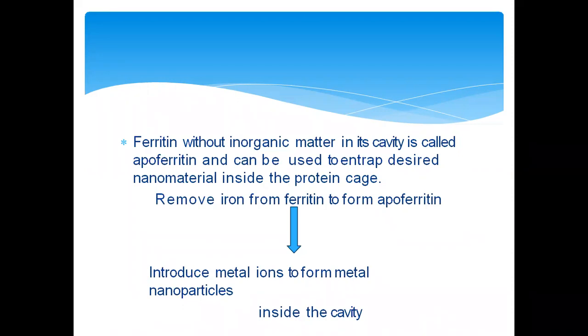It can be used to entrap the desired nanoparticle inside the protein cage. So that's the use of that. That's why we need to convert ferritin to apoferritin, to trap the nanoparticle inside it. So these are some of the biological synthesis methods of nanoparticles.